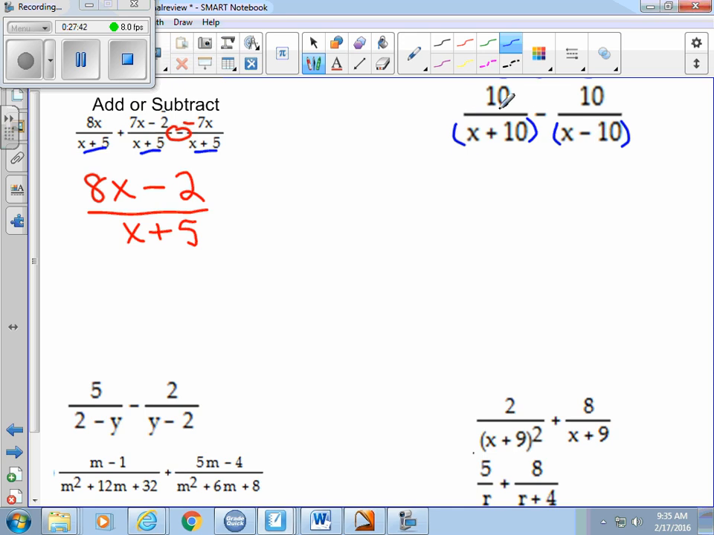So, what does the left-hand fraction need to be cool? It needs x minus 10. It needs that whole denominator on the right. Because even though they kind of look similar, they're not the same factor. They're not the same thing. So the one on the left needs an x minus 10. If I do that to the bottom, I have to do it to the top. The one on the right needs an x plus 10.